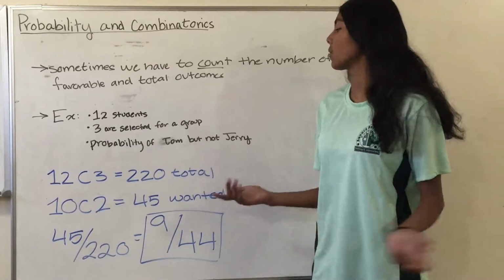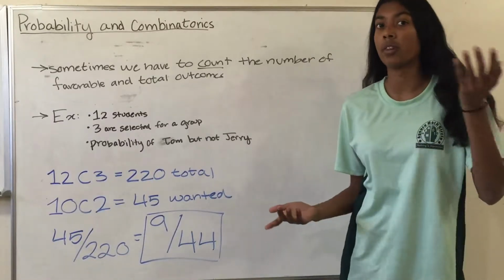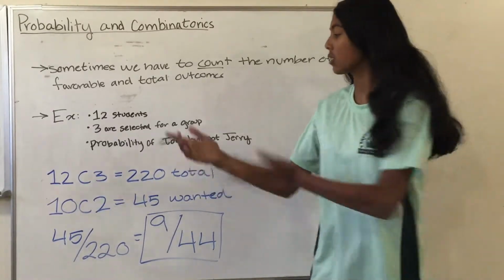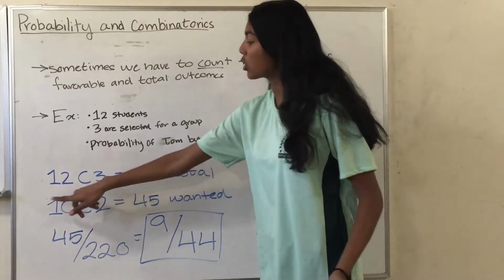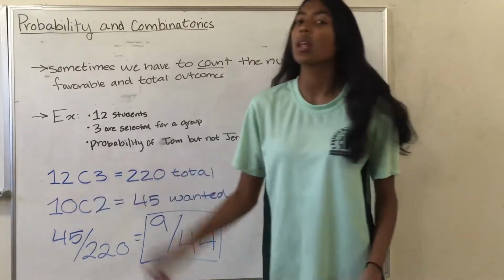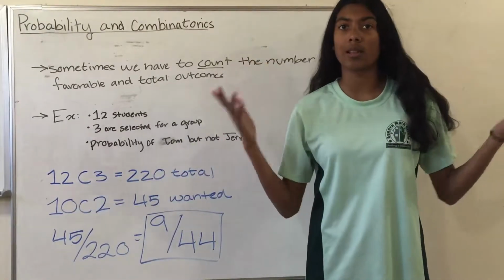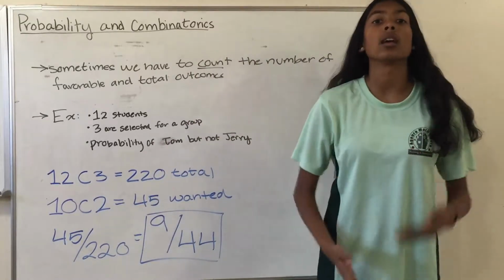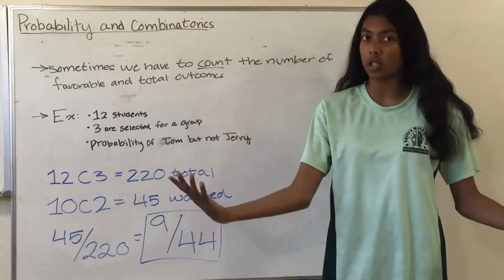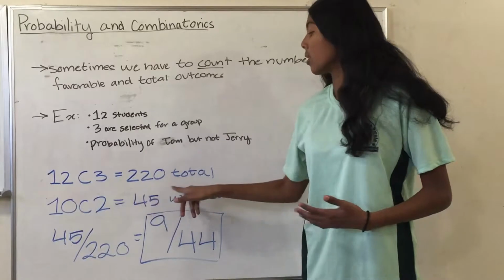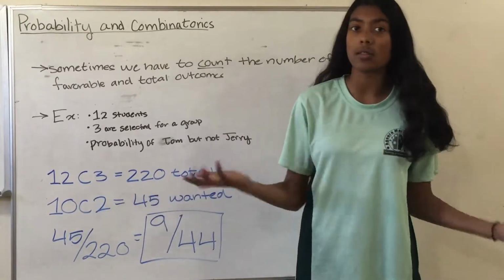So to do this, let's first try to find the total number of ways we can do this. So we do 12 choose 3. There are 12 people. We're choosing 3 of them. And since we're not ordering them, we're just putting them into a group, it's combinations and not permutations. We have 220 total ways we can do this.